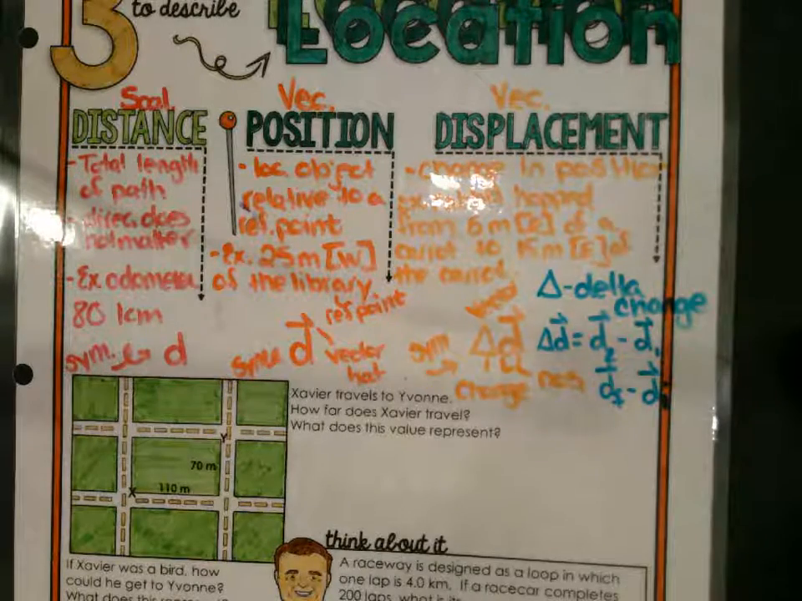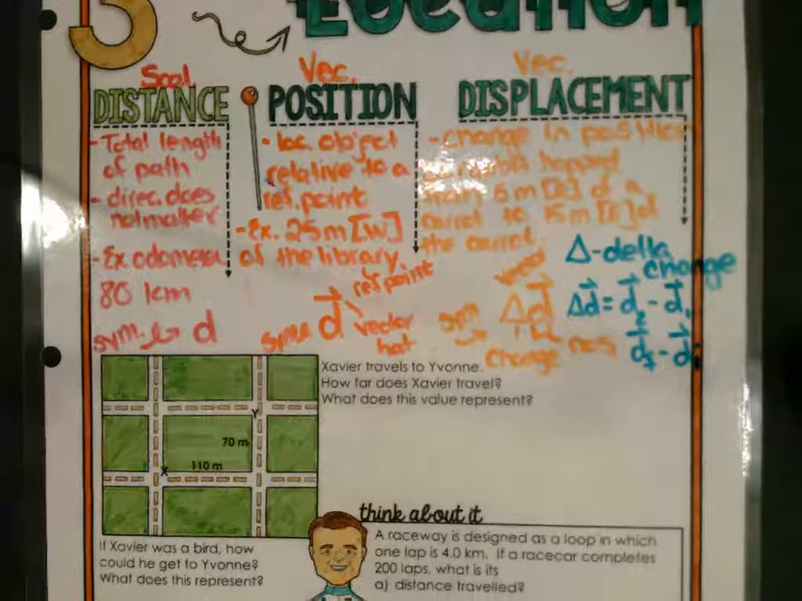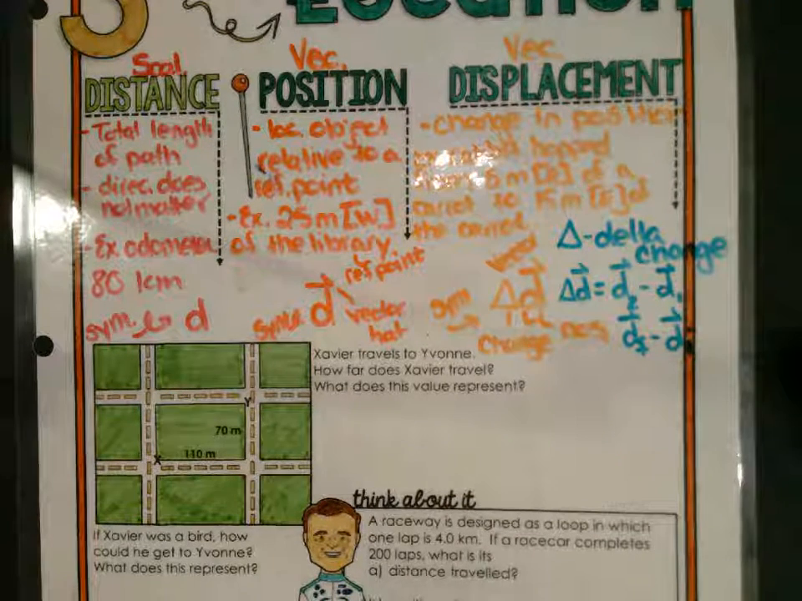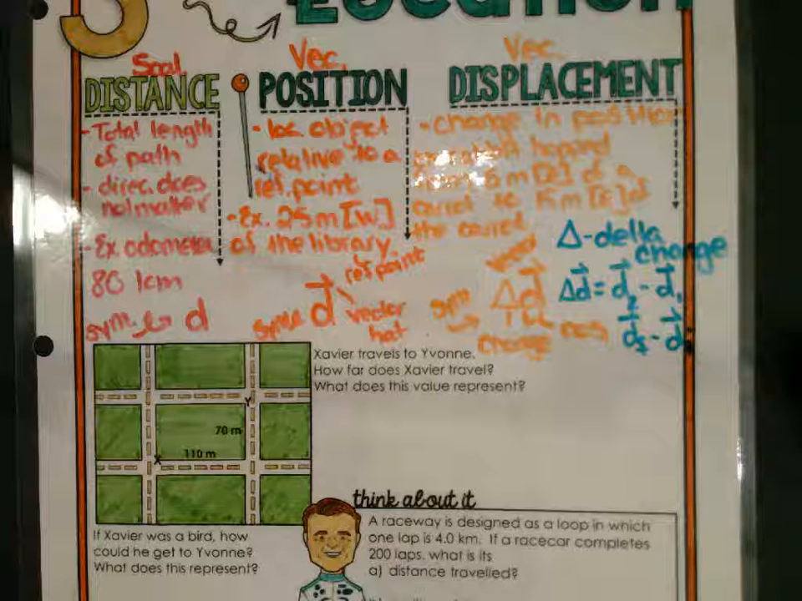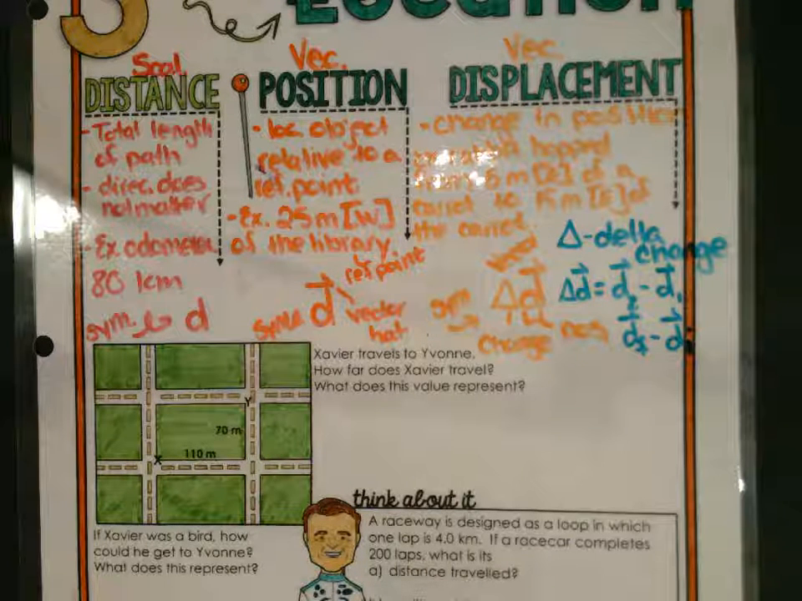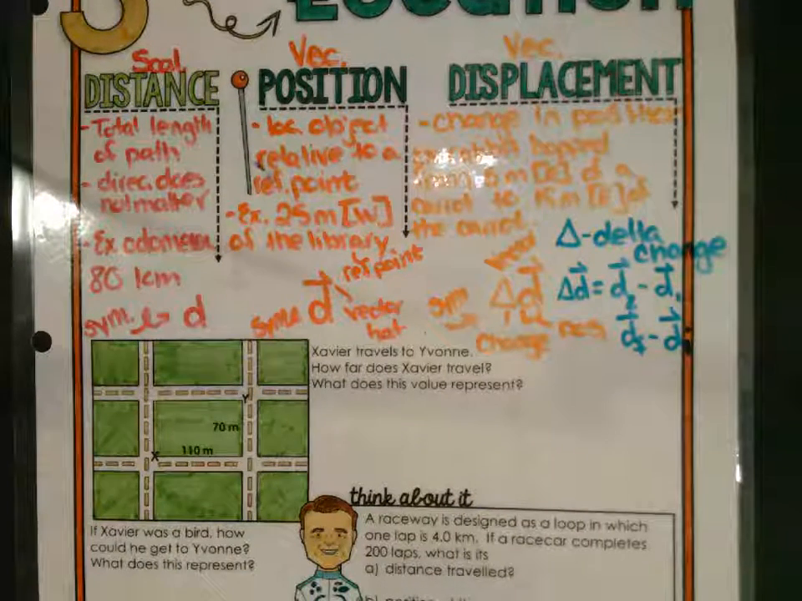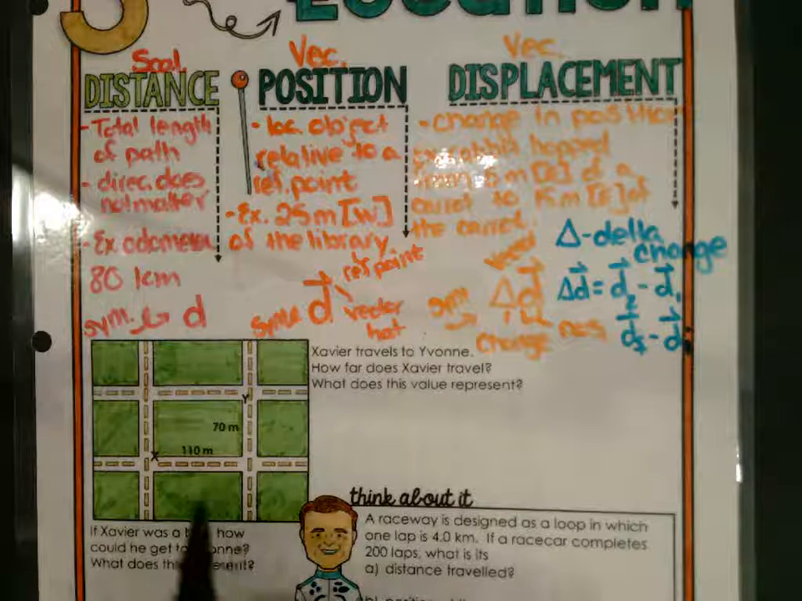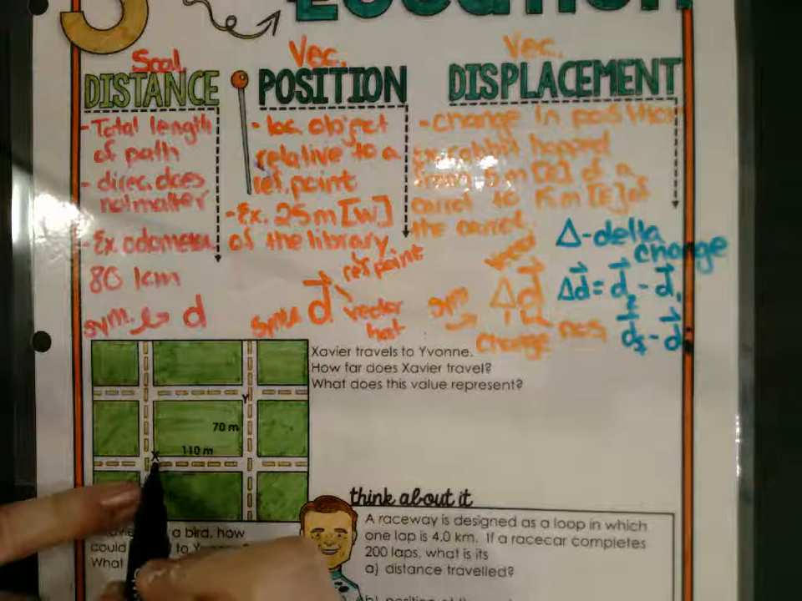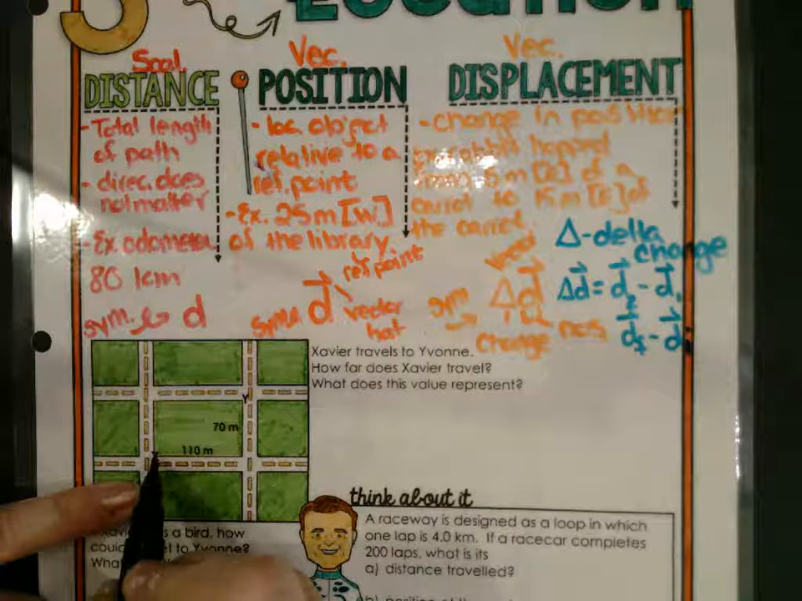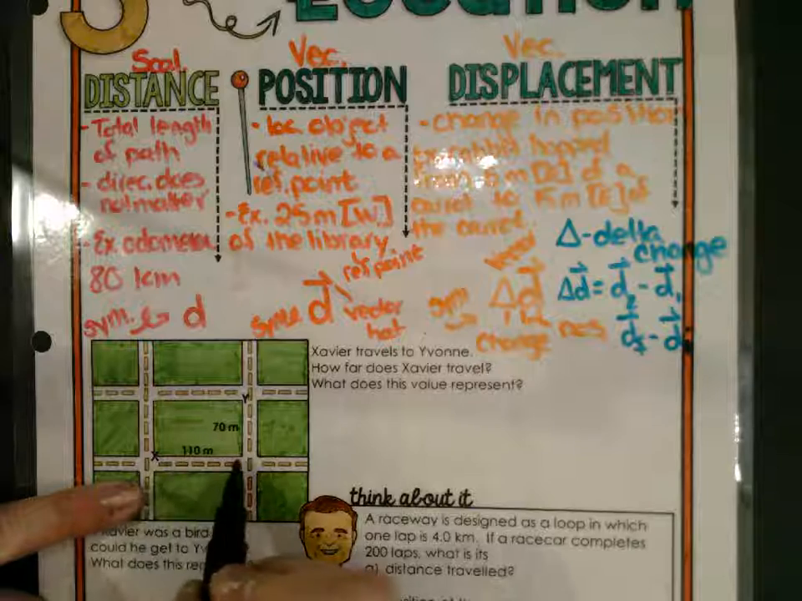So let's take this and apply it to a problem. It says Xavier travels to Yvonne. How far does Xavier travel? And what does this value represent? Okay, so let's take a look at what we've got. We've got an image of where Xavier lives. So Xavier is going to start here where the X is, because that's Xavier. He's going to walk 110 meters.